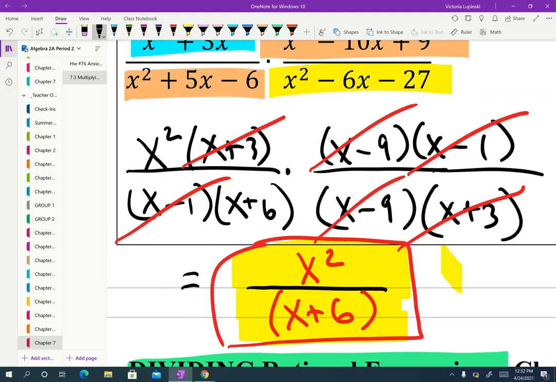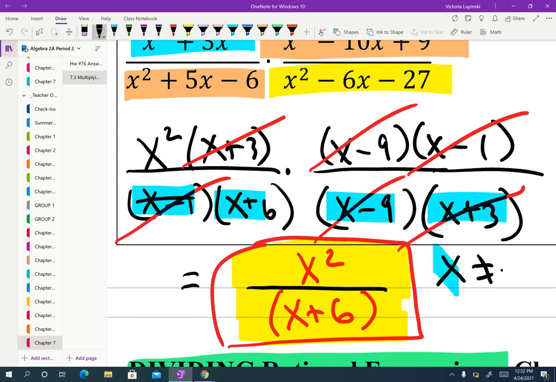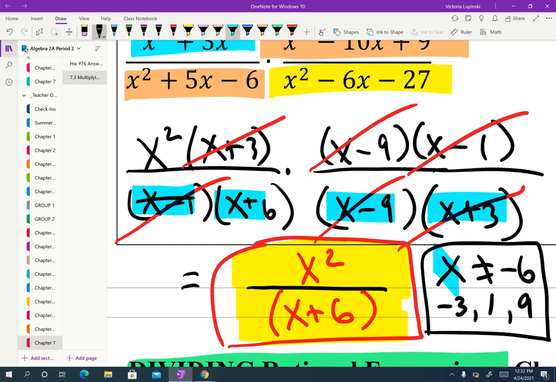When you go to state your restrictions, again, you have to look at every denominator and tell me all the things that x cannot equal. So I'm going to highlight each of these denominators. And again, any value of x that would make a 0, you have to disregard. So x cannot equal -6 for the x plus 6, -3 for the x plus 3, 1 for the x minus 1, and 9 for the x minus 9. And again, we tend to list those in order from the smallest.